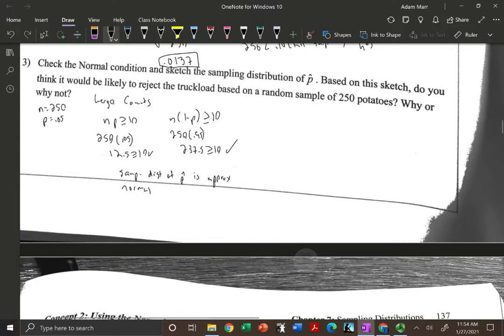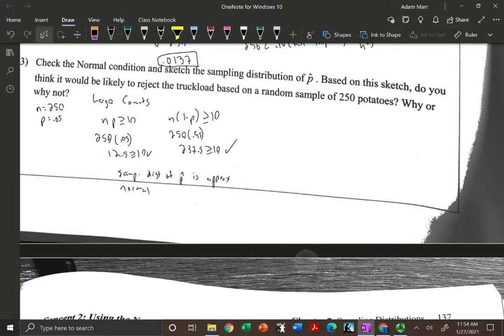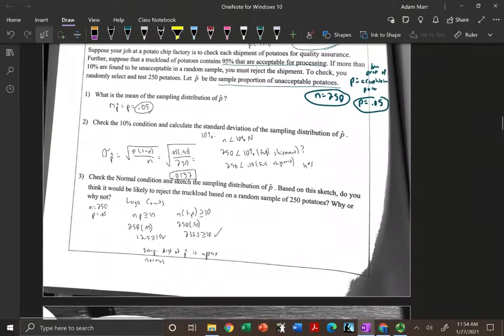What are we trying to find out? Do you think it would be likely to reject the truckload based on the sample? It says that if more than 10% are found to be unacceptable in a random sample, you must reject the shipment. So we're trying to find the probability that, actually it's not X, my fault, we're talking about a sample proportion: the probability that the sample proportion is greater than 0.10.